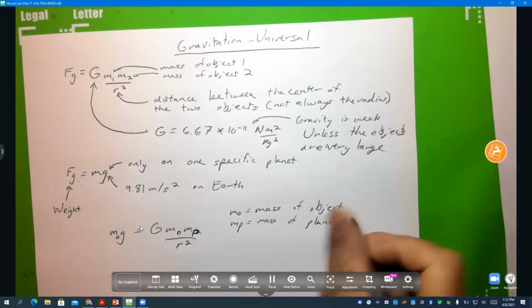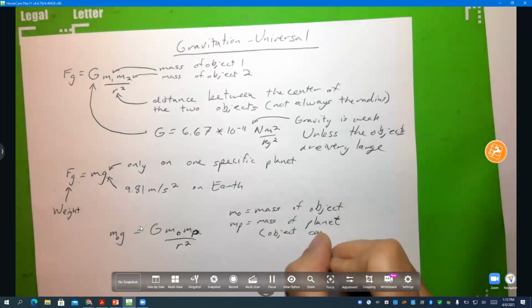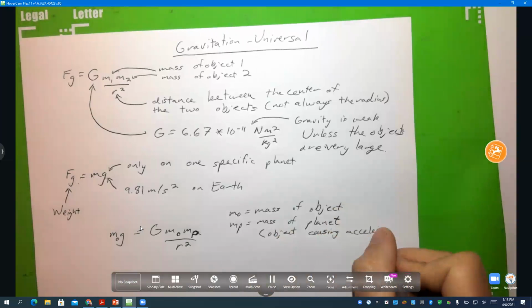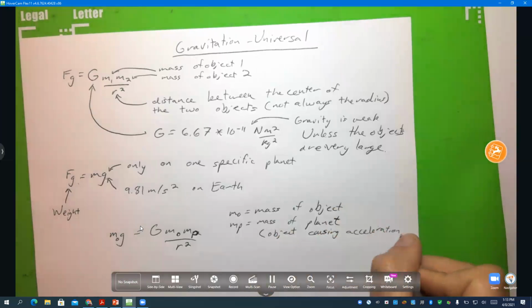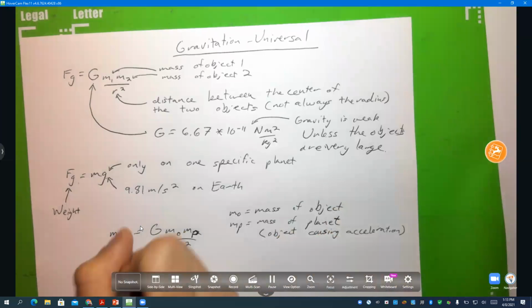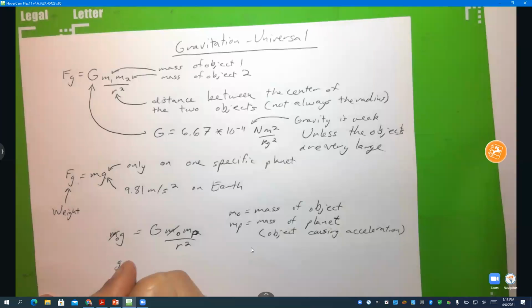Or, more broadly, object causing acceleration. In our case, it's the planet. But because we have mass on both sides, the mass of the object on both sides, they're both gonna cancel. And as such, little g is just equal to big G times the mass of the planet divided by the distance between the two centers squared.